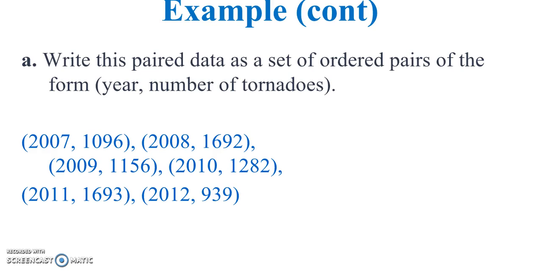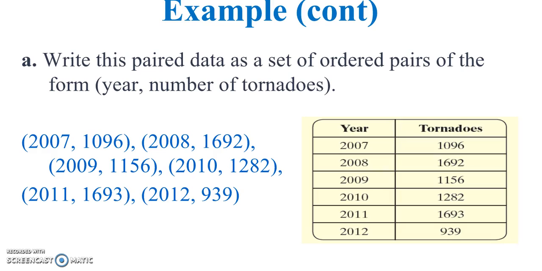So these are my ordered pairs, okay, my paired data. And so I need to coordinate them. So I'm going to create a graph that has the year and the number of tornadoes. I like to use a T-chart for stuff like this. So I have the year and I have the number of tornadoes, and I just plug in my numbers. So in 2007, there were 1,096 tornadoes. In 2008, there were 1,692 tornadoes, and you go on from there.